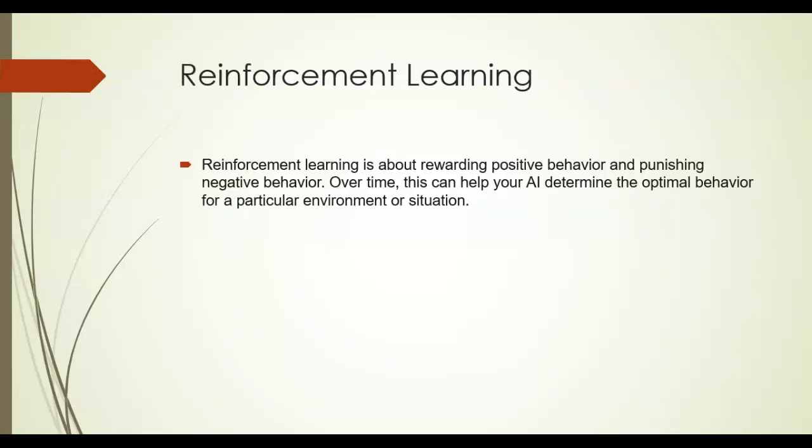Then we have reinforcement learning. Reinforcement learning is about rewarding positive and punishing negative behavior. This is something like, if you remember, in a small age, we used to learn bicycle. In a bicycle, we used to fall, then we get up, and then we used to learn. Based on our performance, we get the reward from our parents. So this is something like reinforcement learning.